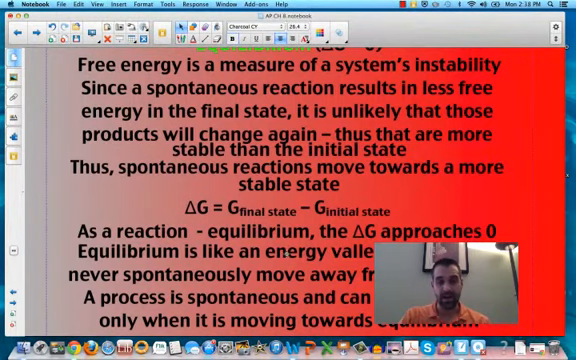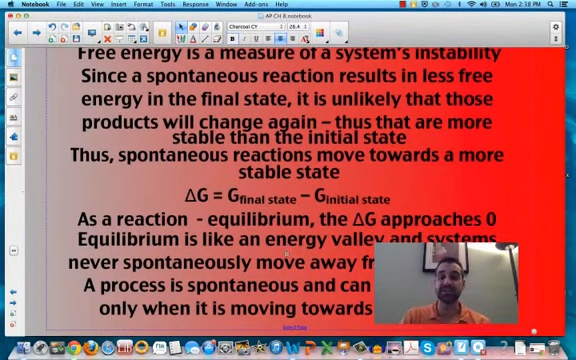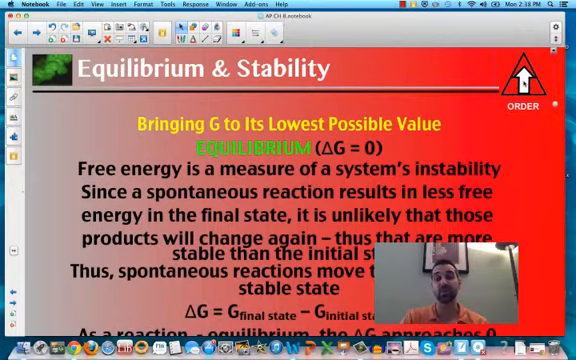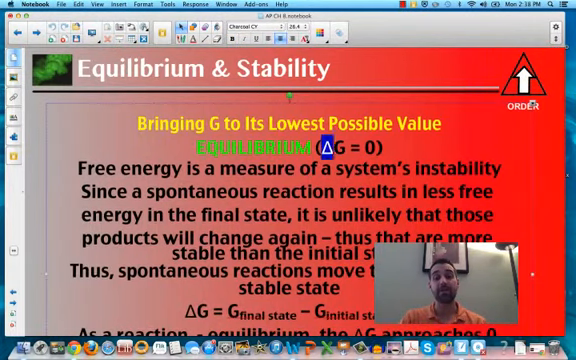Sorry, guys. A process is spontaneous and can perform work only when it is moving towards equilibrium. So we're trying to maintain order. We're trying to maintain equilibrium. We really want the balance to occur. We want any energy that's available inside of our molecules to be used to do work in the cell. That's that equilibrium state.